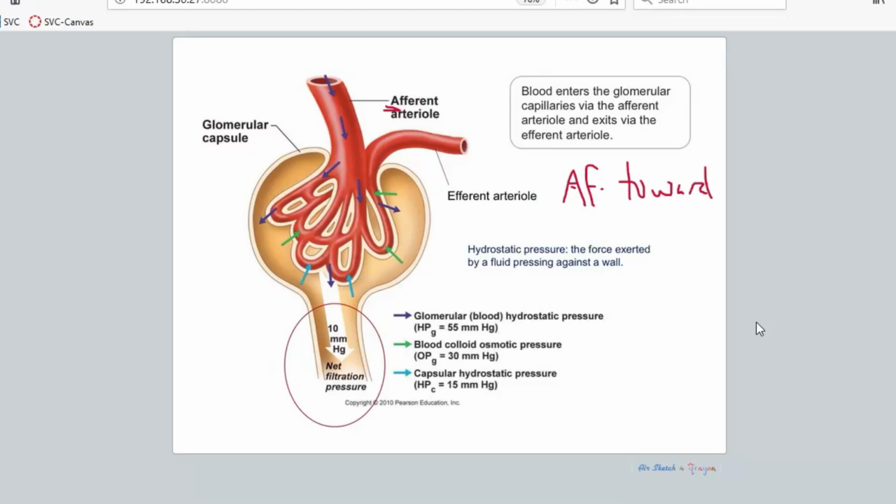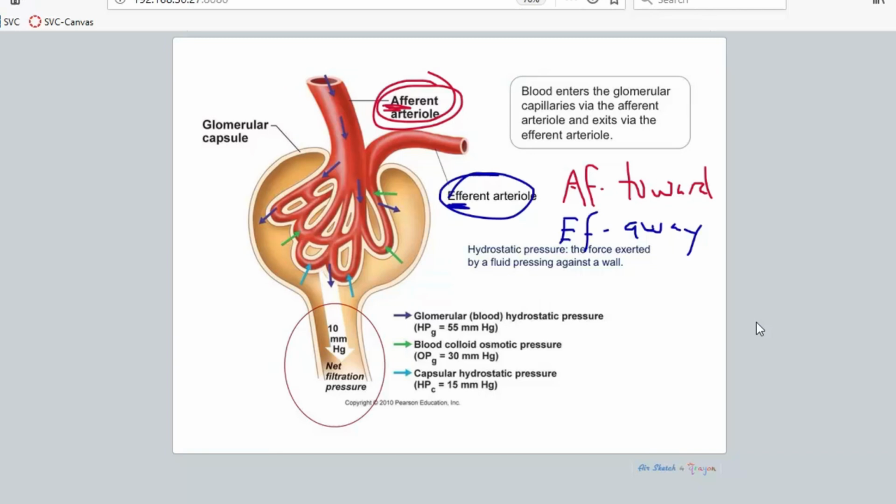Afferent means toward. What does efferent refer to? It means away from. Okay, so this arteriole up here is moving towards something. This arteriole down here is moving away from something. Okay, so what is this relative to? What are we moving toward and away from?